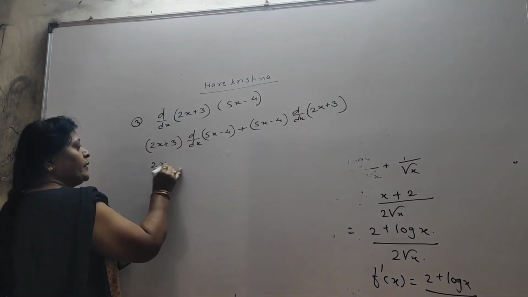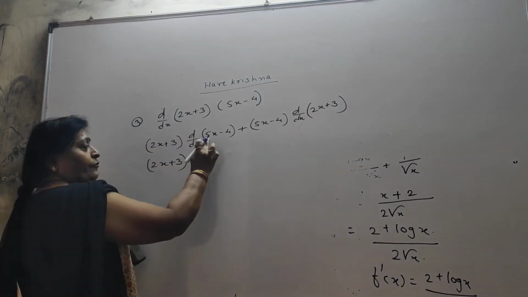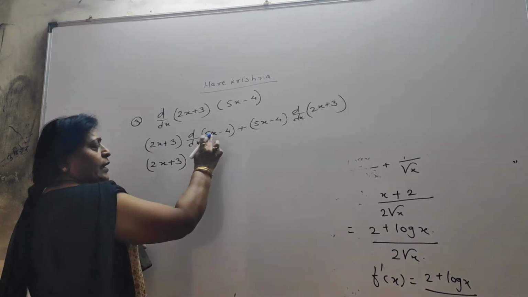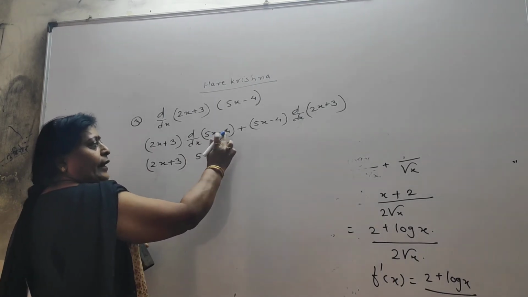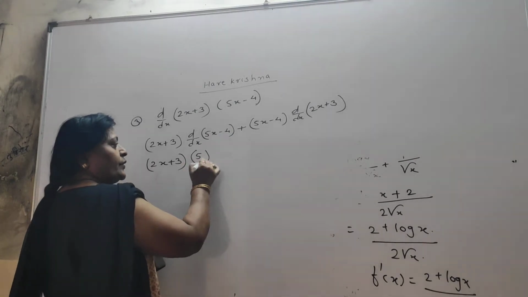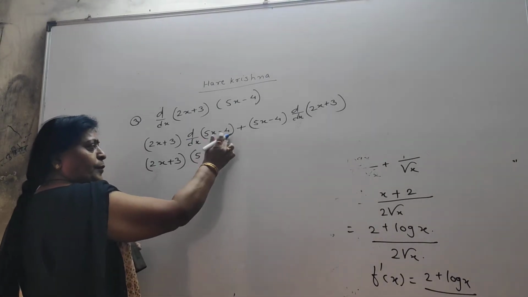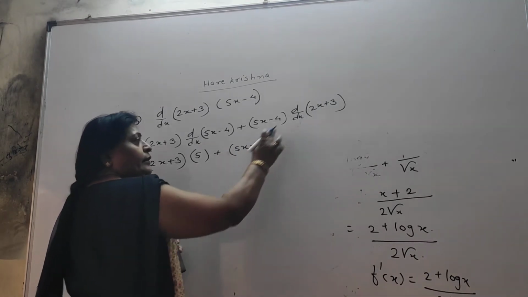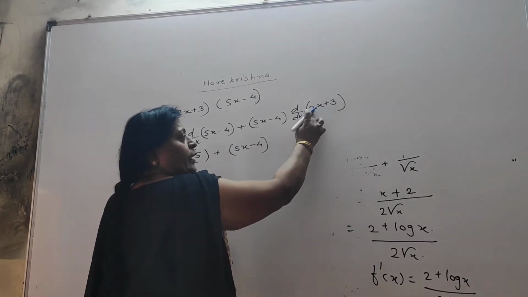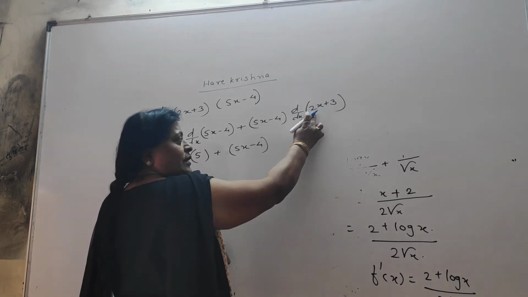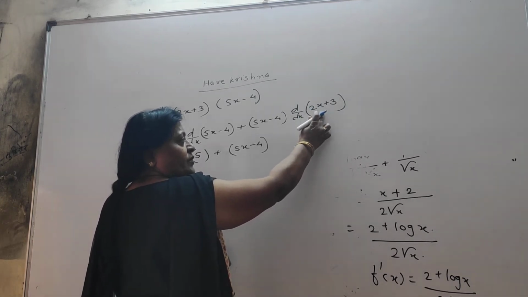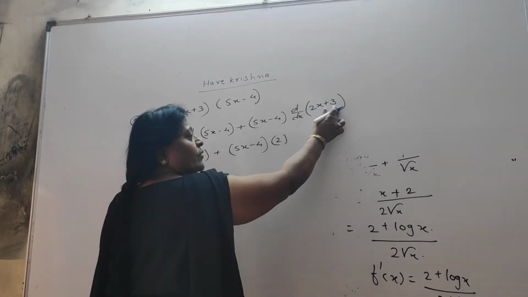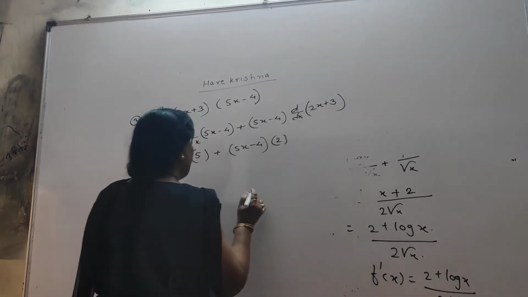Here 2x plus 3. When a constant is multiplied to the function, the constant remains as it is, and the derivative of x is 1, and the derivative of a constant is 0. Therefore, the derivative of 5x minus 4 is equal to 5. Again, 5x minus 4 remains as it is, take the derivative of 2x plus 3. Again 2 is the constant. When a constant is multiplied to the function, the constant remains as it is, and the derivative of x is 1, and the derivative of a constant is equal to 0.